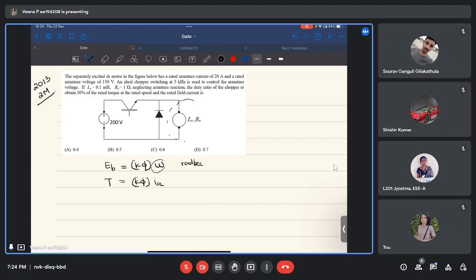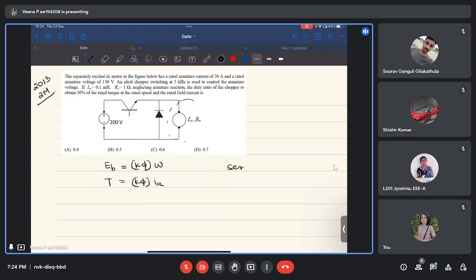The reason I wrote omega, not speed in RPM, is because I need the same constant of proportionality for both torque and back EMF. So these equations hold true for all machines. Now we have to substitute for these values depending on the type of the machine. For shunt machine and separately excited machine, the K phi is constant.